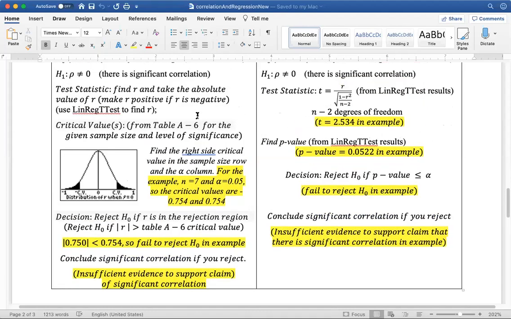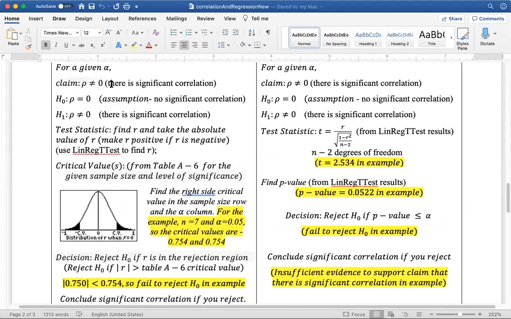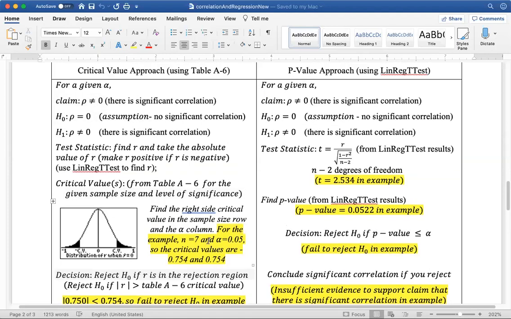So for our little problem, the setup is exactly the same. We're always going to say that there is significant linear correlation in the claim. There is not significant linear correlation in the null, and there is significant linear correlation in the alternate. And again, if we reject H0, we're basically supporting and saying that there is significant correlation. If we fail to reject H0, we're saying we can't support significant linear correlation.